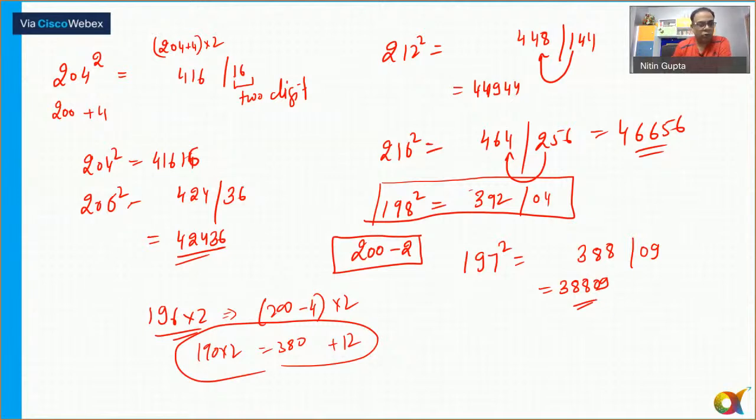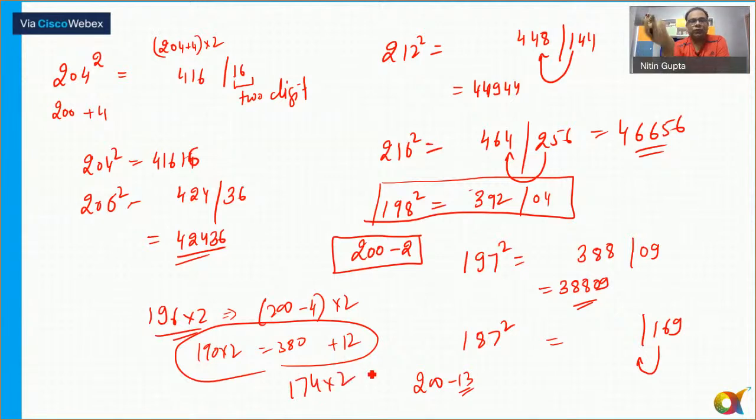Any doubts to anyone? I hope that it is clear to all of you, all those who are attending it live, or even if some of you might be watching it as a recording later on. So if I need to calculate 187 square, there is a deficit of 13. I can say minus 13. 13 square is 169, so write down 169. Remember, this one will get added here. And 187 minus 13: 187 minus 10 is 177, 177 minus 3 is 174. So I need to do 174 into 2. Do it orally. 170 into 2 is 340, and 4 into 2 is 8. So that is basically 348. And this one will become your carryover. So the answer will be 34969.